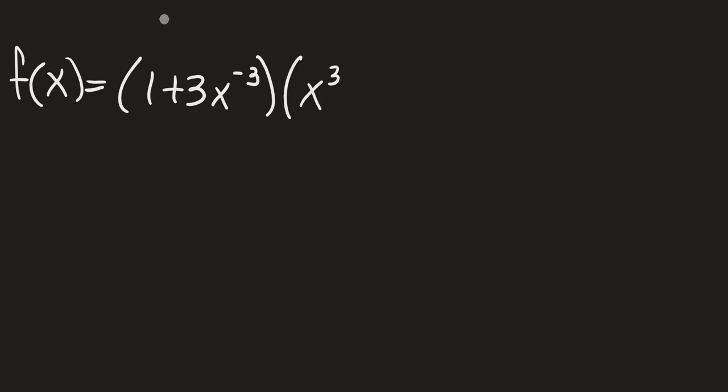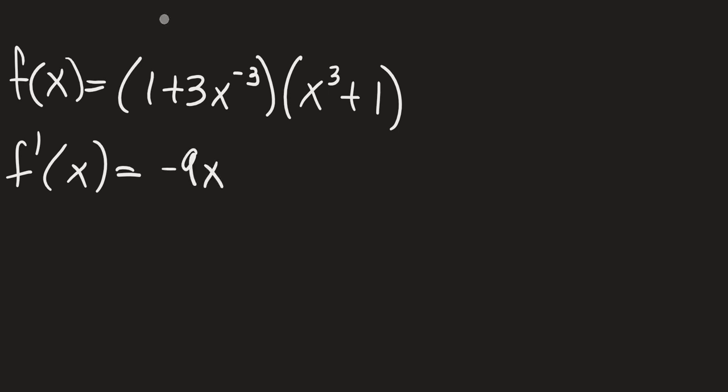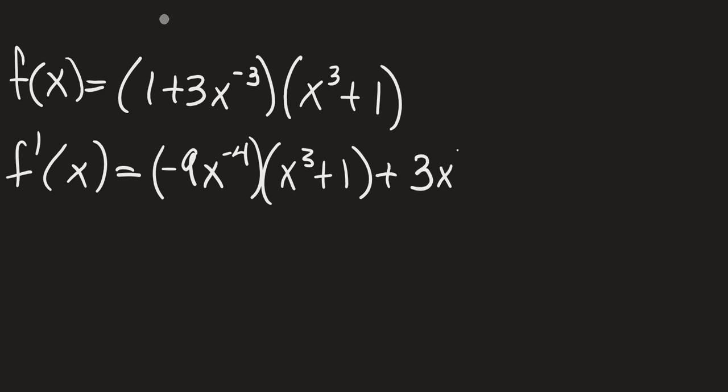Next we have f of x equals 1 plus 3x to the negative 3 times x cubed plus 1. When we take the derivative of the first, the 1 disappears, and we're going to have negative 9x to the power of negative 4 times x cubed plus 1 plus the derivative of the second, which is 3x squared times the first left alone. 1 plus 3x to the power of negative 3.